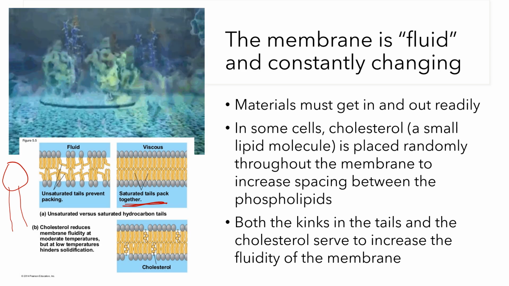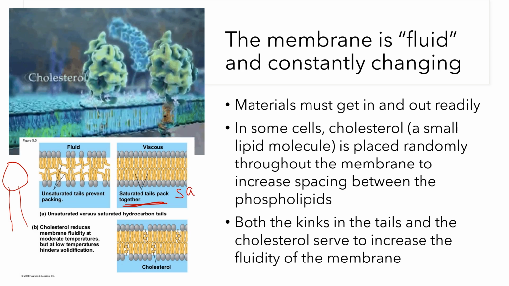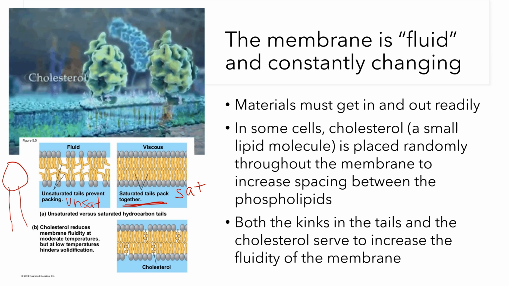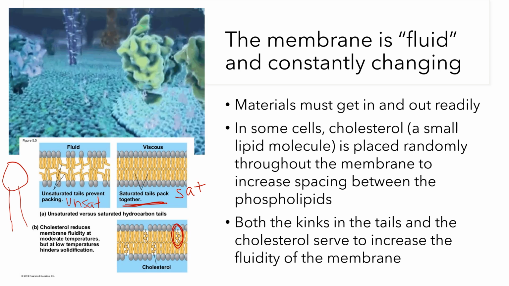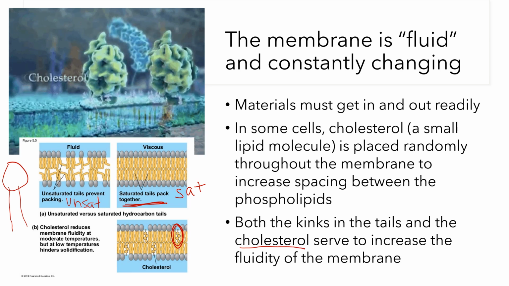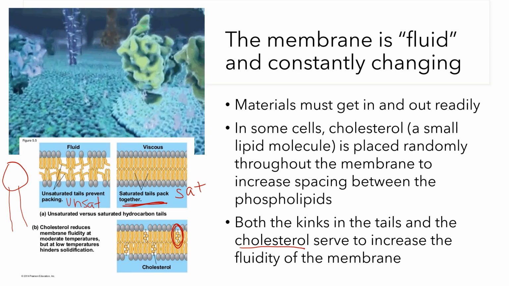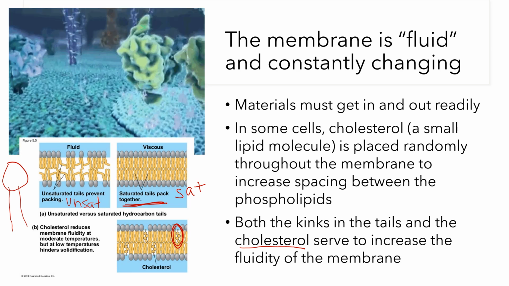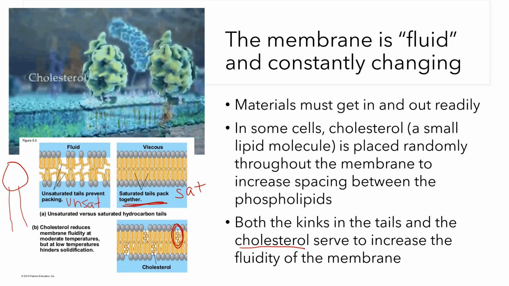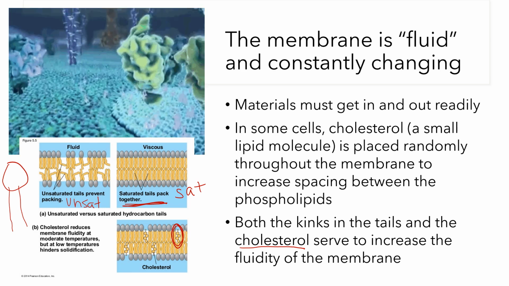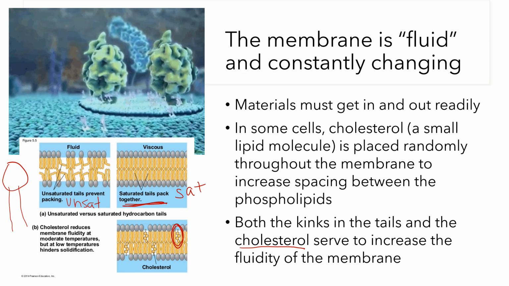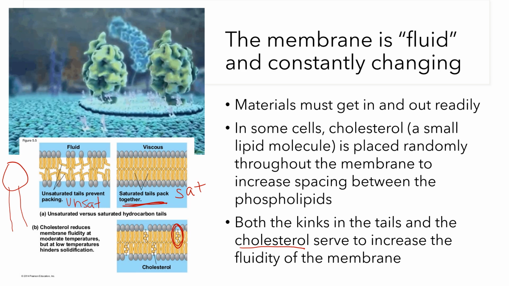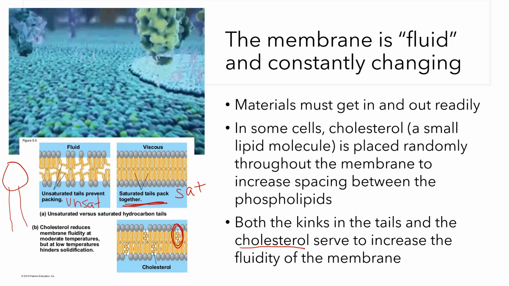So often, organisms that are highly saturated, meaning the tails are close together versus the unsaturated tails that have the kinks, when it's very saturated, they will actually put molecules of cholesterol in between the phospholipids to force that space and to force that fluidity. So the whole point of cholesterol is to increase the space between our phospholipids when all of their tails are saturated fatty acids. The unsaturated fatty acids, those produce space completely on their own. So cholesterol increases the fluidity of the membrane.